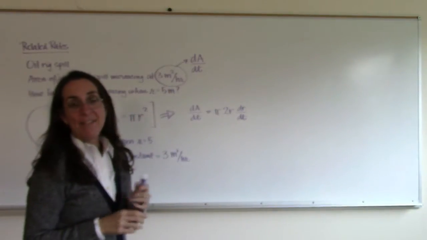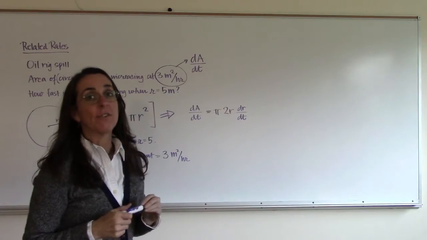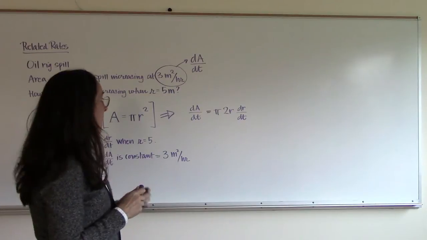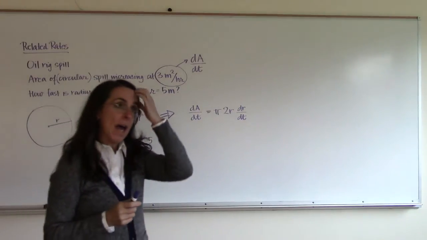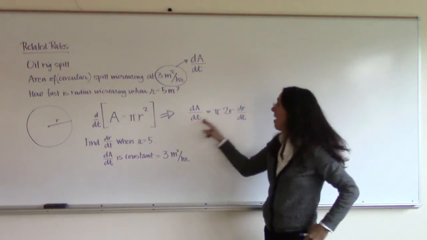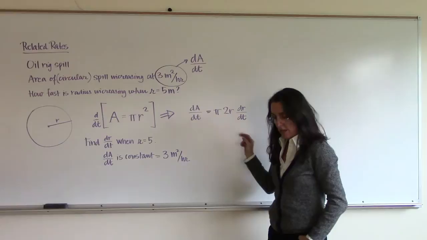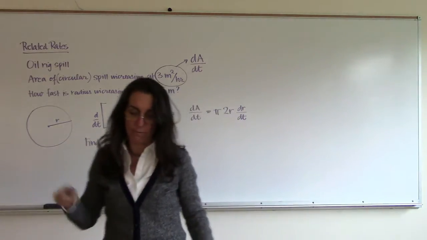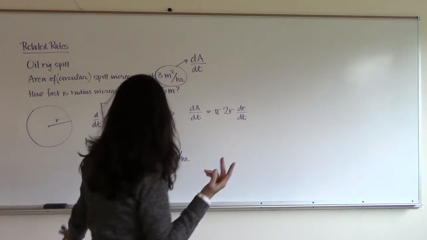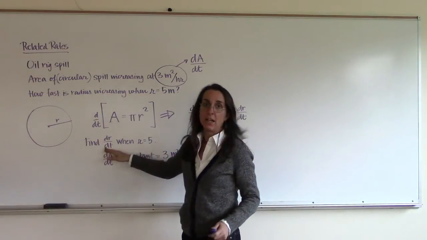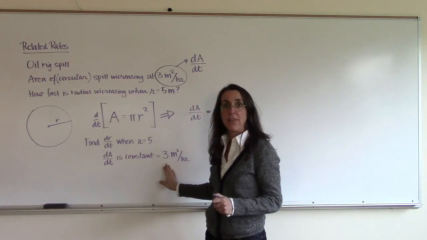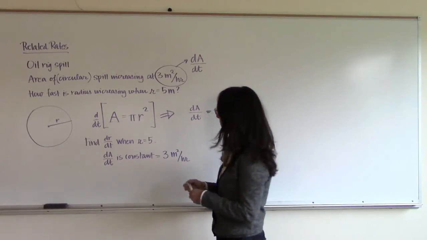The equation that I have now, by the way, is called a differential equation because it's got derivatives in it. So anyway, the equation that I have now has three variables in it: dA/dt, r, and dr/dt. So to solve this equation for any one of the variables, I just need to know what the other two of them are. And so what am I doing? I want to find dr/dt when r is 5, and I know that dA/dt is constant at 3. So I just plug all of those pieces in.